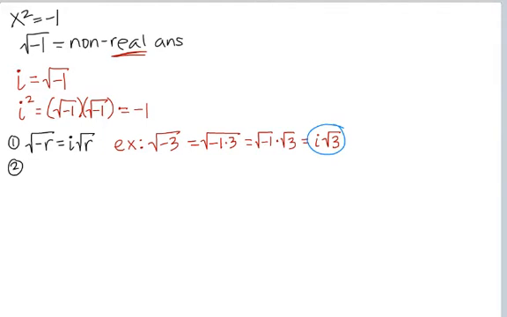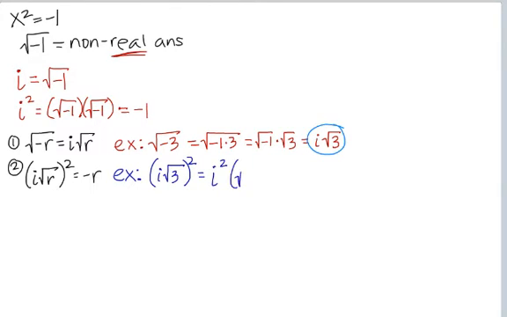Our second property actually has to do with the first property. It states that if we're looking at i times the square root of r, all of that squared, that's going to be equal to -r. Now example, if we looked at i times the square root of 3, all of that squared, exponent properties tell us that we can square each of the terms. Now i squared we just saw was -1.